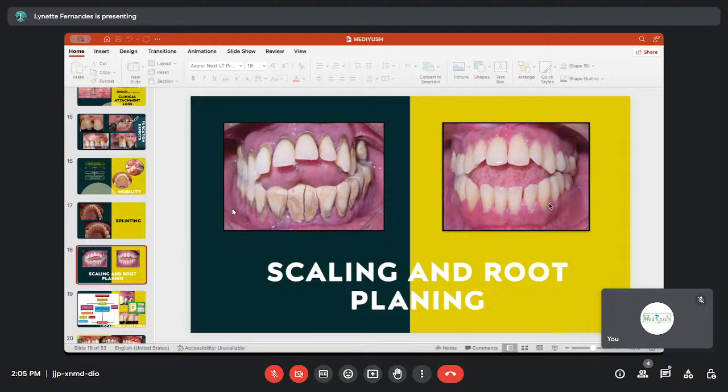If there's any subgingival calculus, we are going to do subgingival scaling, which we can do with the help of curettes. They are specialized instruments. Now we have scaler tips which are thinner also, which go beneath the gingiva, or we can use curettes. So this is scaling and root planing, the first and foremost step whenever a patient comes to you.